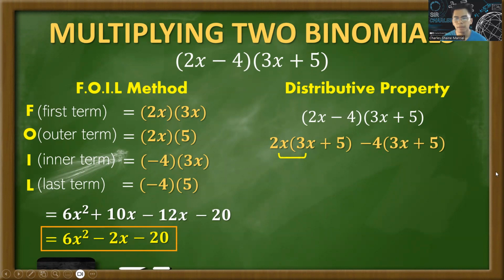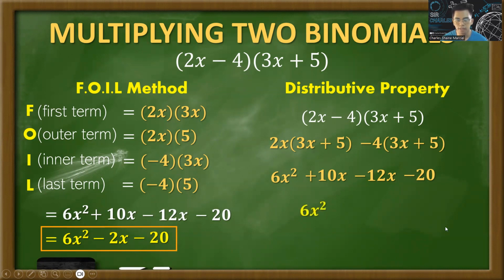Unahin muna natin to. Multiply natin. 2x times 3x, the answer is 6x squared. And then 2x times positive 5, the answer is positive 10x. After that, itong pangalawa naman. Negative 4 times 3x, that is equal to negative 12x. And then negative 4 times positive 5, we have negative 20. So, if you observe, parehas lang siya sa nakuha natin dito sa FOIL method. Nag-distribute lang tayo, minultiply natin si 2x dito kay 3x plus 5, and minultiply ulit natin si negative 4 kay 3x plus 5 din. So, after that, combine the like terms.